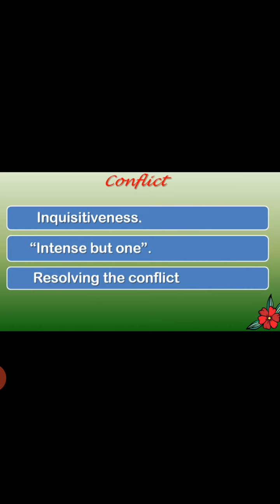Next is conflict. Conflict means the characters which you introduce in your story should have opposite traits, so that they have conflict. Just like in movies we have one main hero and the others are villains. These are two opposite characters, they have conflicts. Similar kinds of characters you also need to introduce. They should have conflict so that the story becomes interesting. Inquisitiveness should be there, and later in the story you should resolve the conflicts.